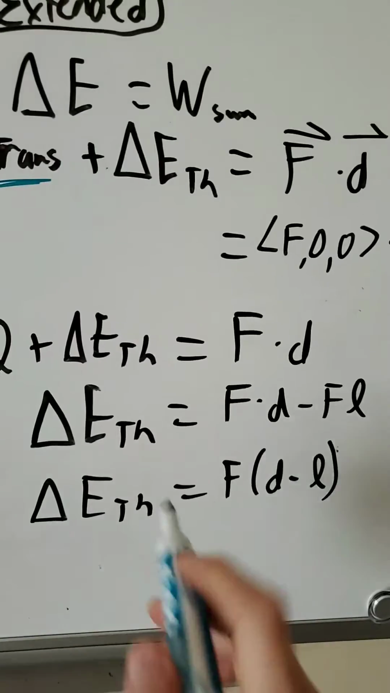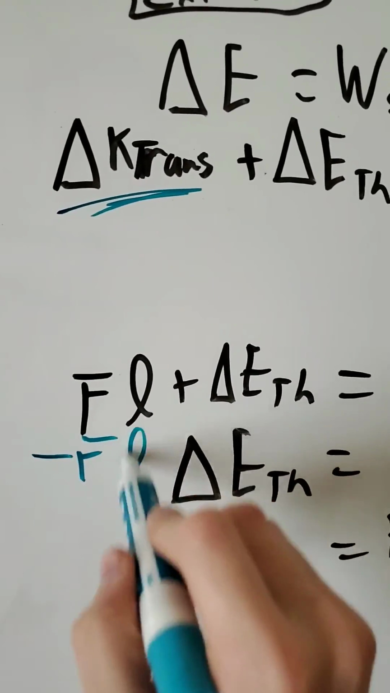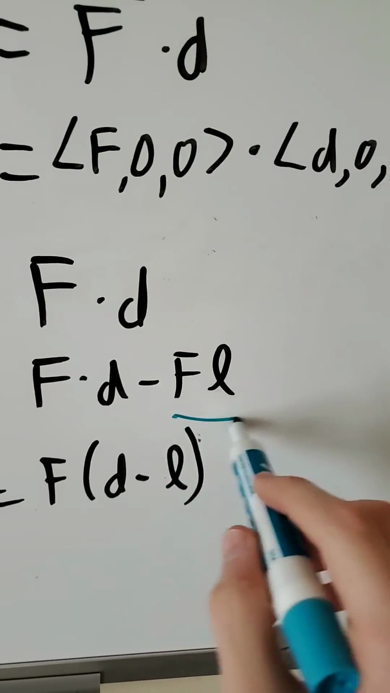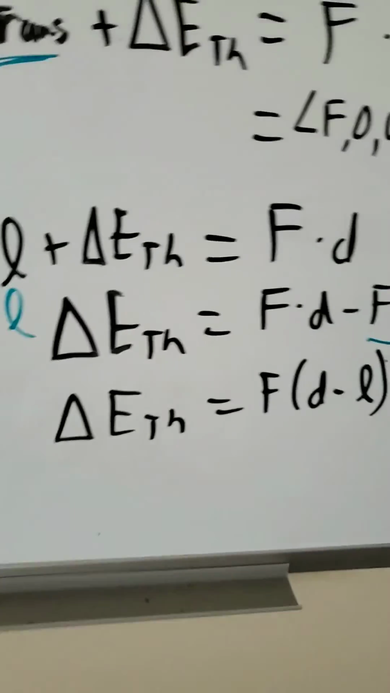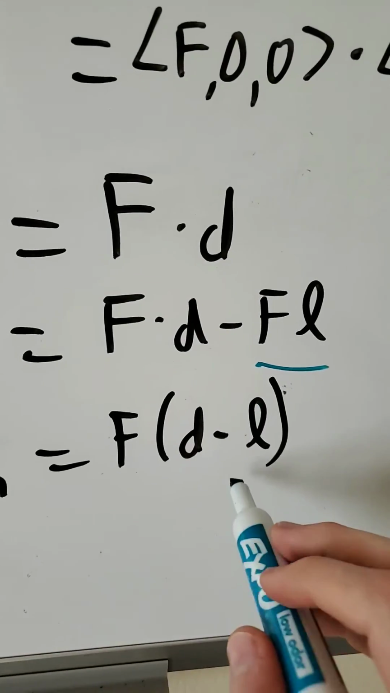And to put thermal energy by itself, you're going to subtract F of L and subtract it over here as well. And what you'll be left with is the change in thermal energy is equal to F times (D minus L).